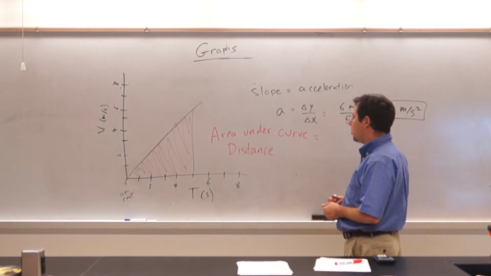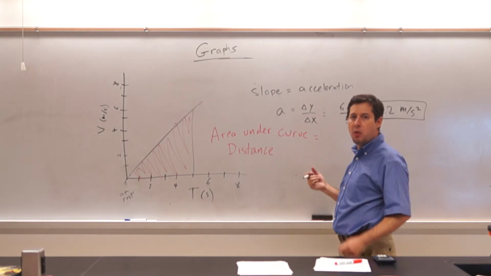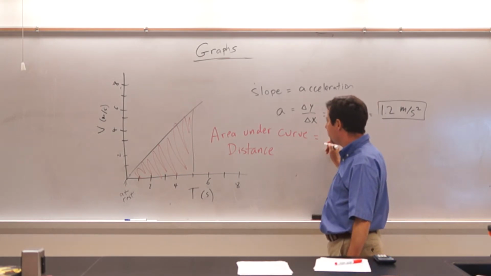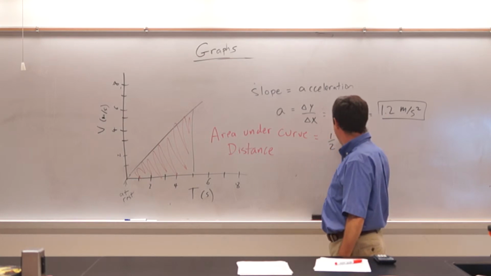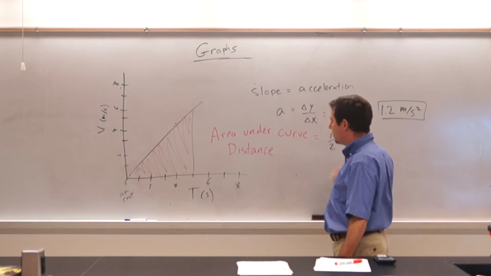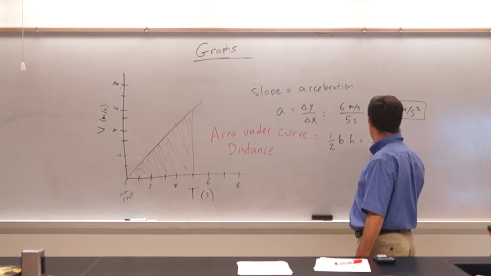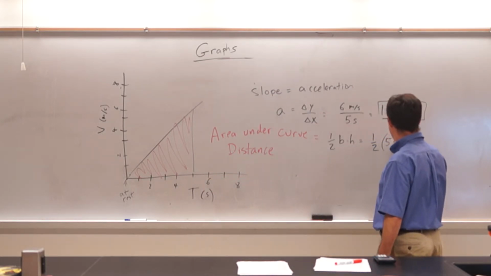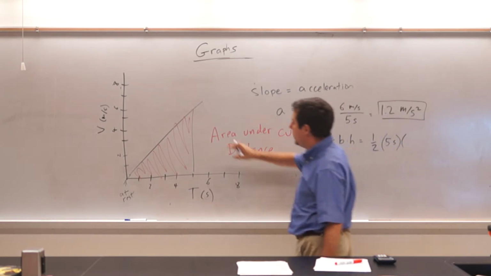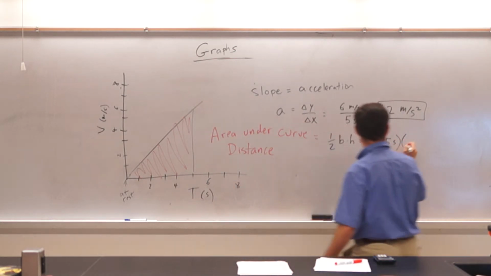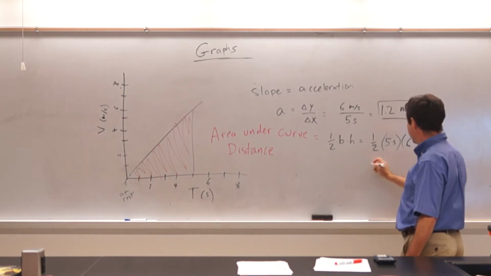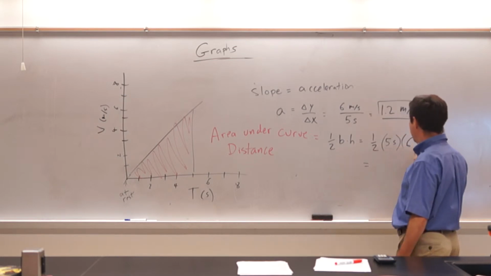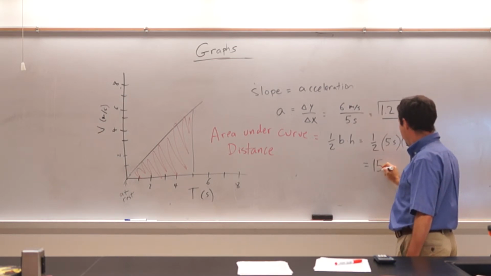The area under the curve, this is a triangle. You should know how to figure out the area for a triangle. It's just 1/2 base times the height. So in this case, 1/2, the base is 5 seconds, the height is going to be 6, 1/2 times 6 times 5 is 15.